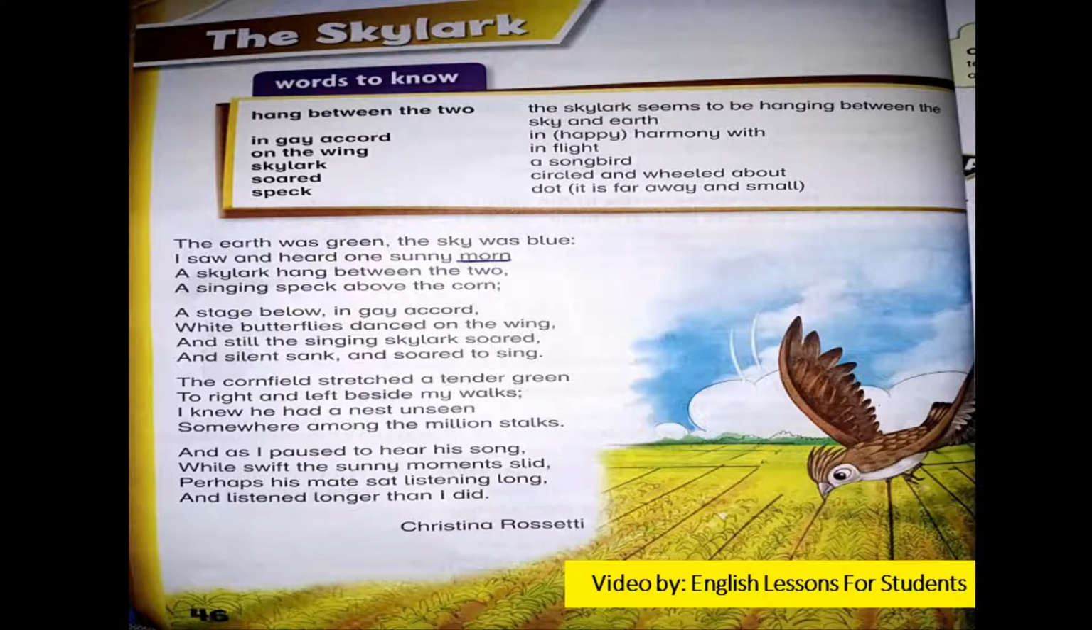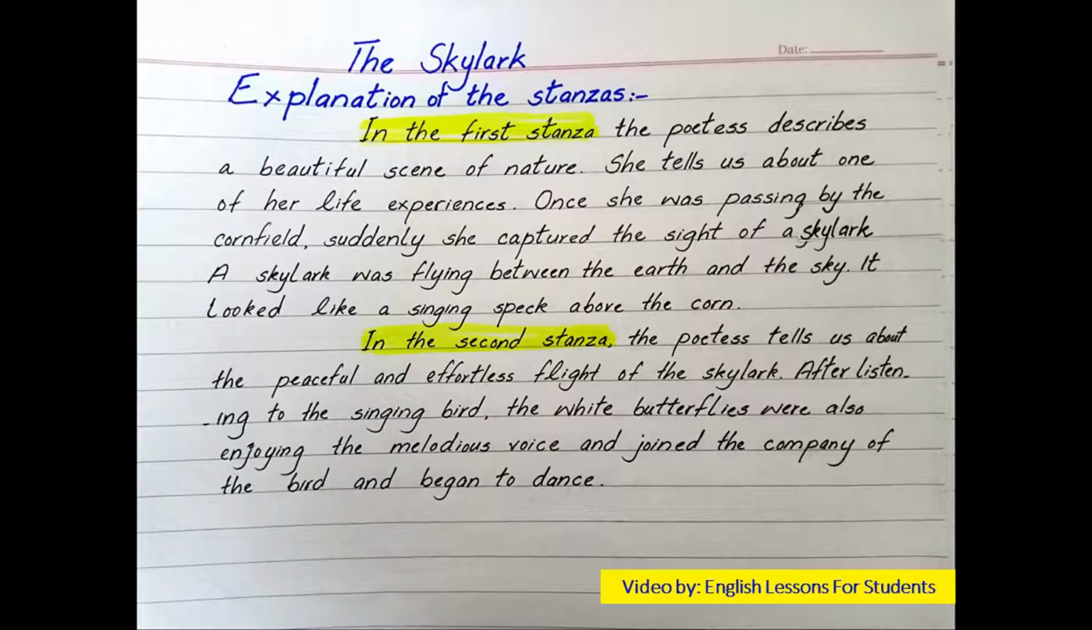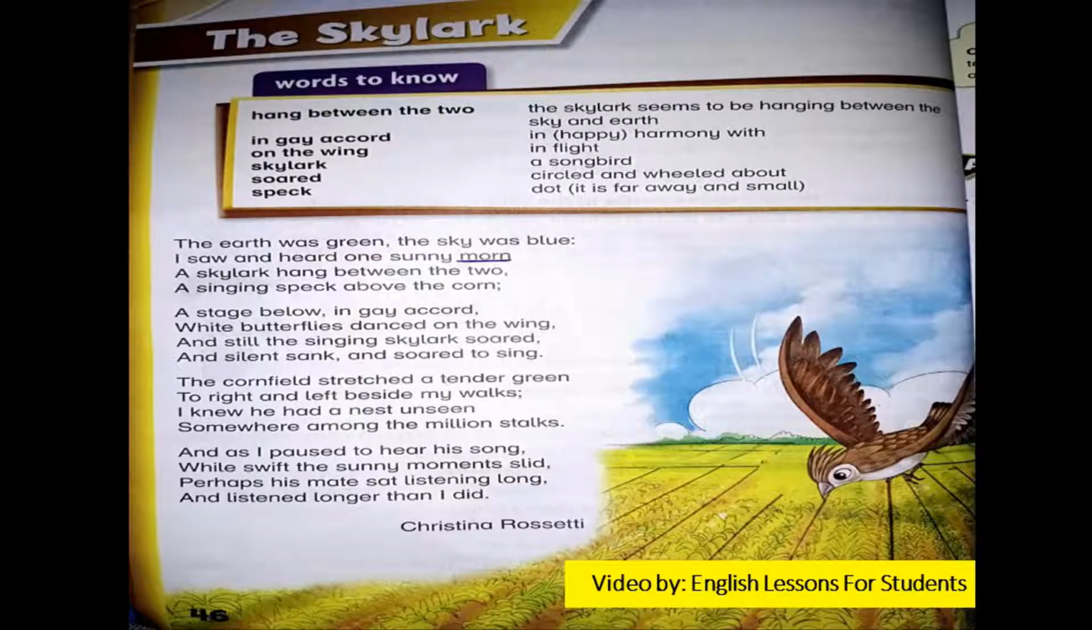Second stanza. A stage below, in gay accord, white butterflies danced on the wing, and still the singing skylark soared, and silence sank and soared to sing. In the second stanza, the poetess tells us about the peaceful and effortless flight of the skylark. After listening to the singing bird, the white butterflies were also enjoying the melodious voice and joined the company of the bird and began to dance.